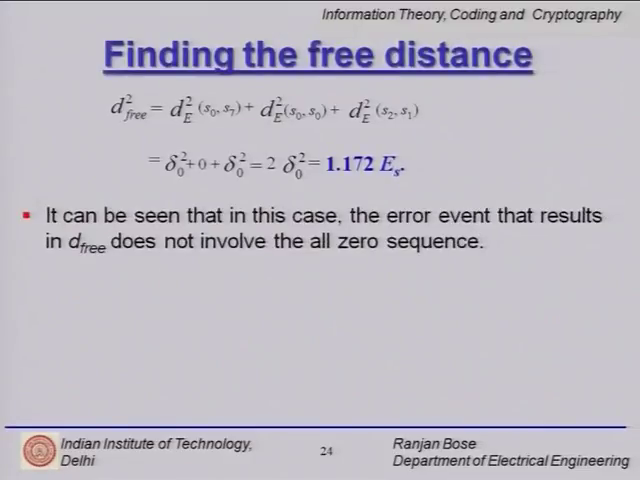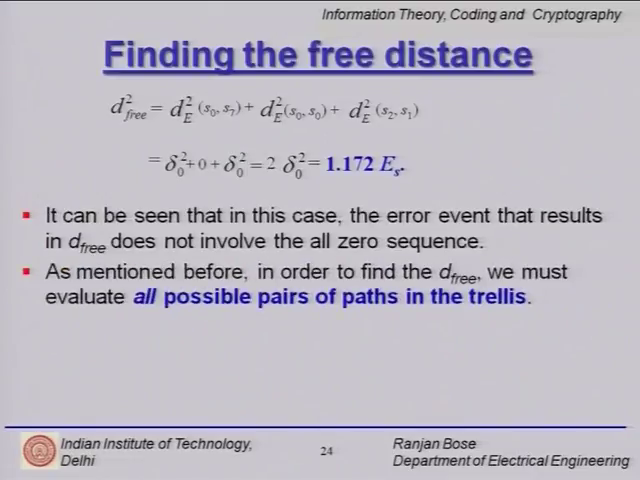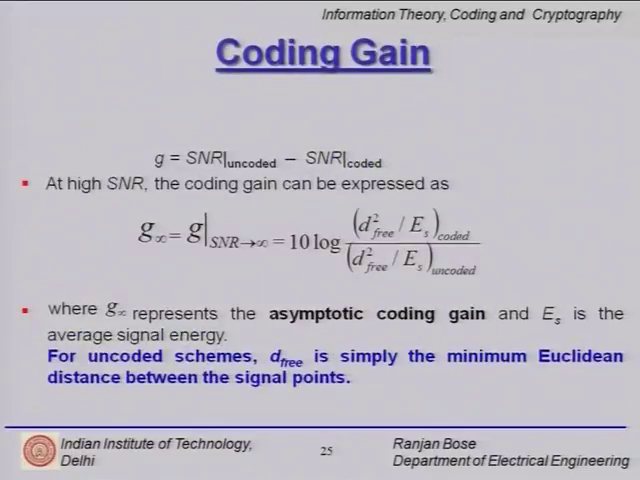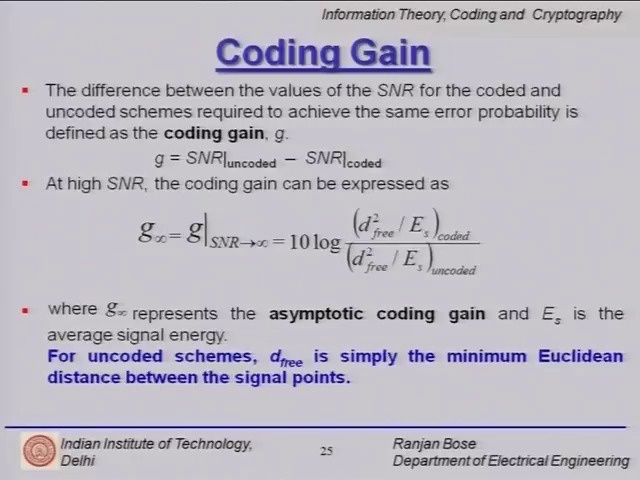So, it can be seen that in this case the error event that results in the d free does not involve the all 0 path in the trellis, and we looked at all possible pairs in the trellis to find out d free, not just the all 0 path. Now, we have defined something called coding gain.